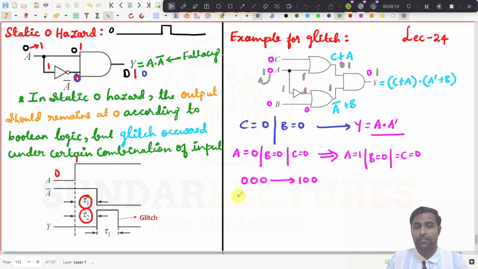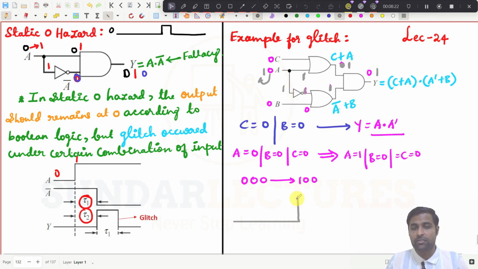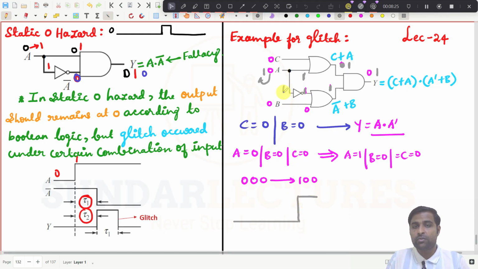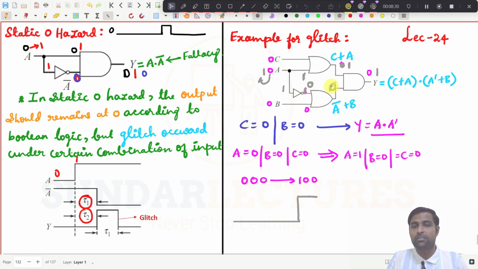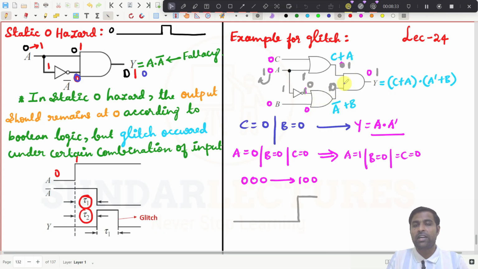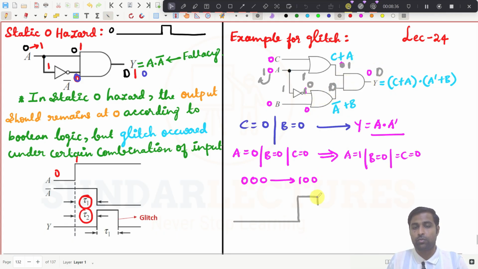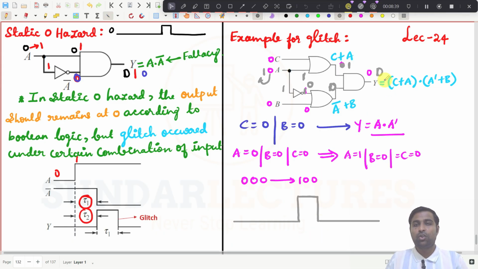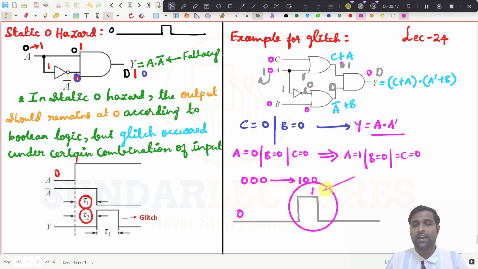And for a moment, for example, if this is a 0 output, maybe I will put it in here. If this is 0 and for this propagation delay, this goes to 1. And if this 1 becomes 0, then this OR gate output becomes 0 because both inputs are 0. If one input of the AND gate is 0, then it makes the output 0. Then it comes to 0. So you see here, this is now 0, this is 1. So for a moment it is going to 1. So this is called a static zero hazard.